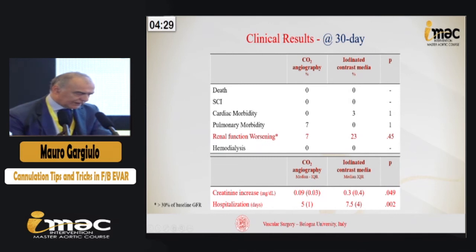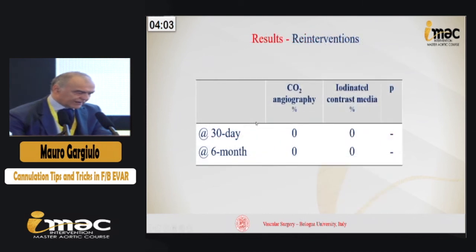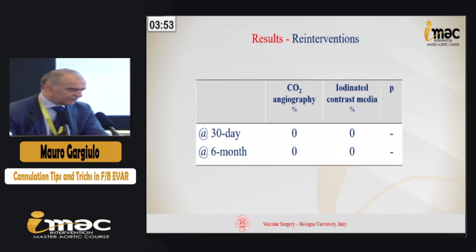Looking at the perioperative clinical results, there were no differences regarding death, spinal cord ischemia, and cardiac and pulmonary morbidity. We saw renal function worsening in favor of CO2 angiography, without any statistically significant difference between the two groups. But creatinine increase and hospitalization are both in favor of CO2 angiography. Regarding re-intervention, there were no differences between the two groups, CO2 angiography and iodinate contrast medium, at 30 days and 6 months, with no re-intervention in these two subgroups of patients.